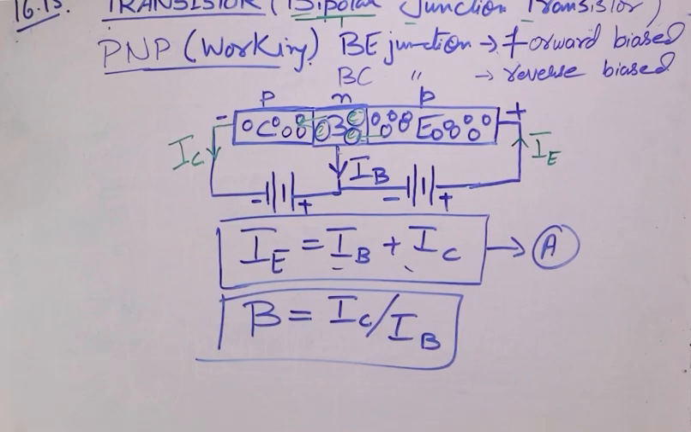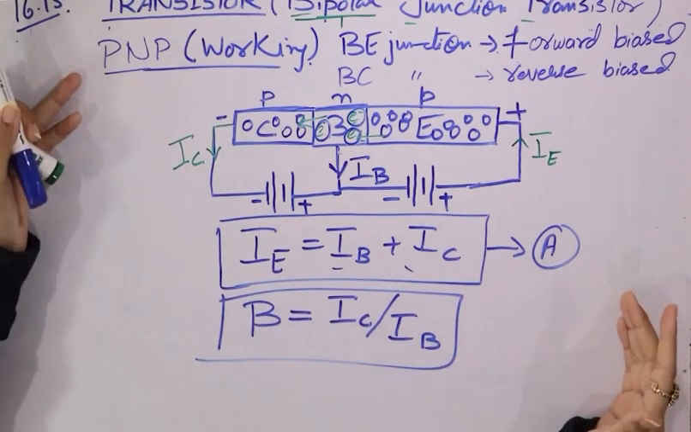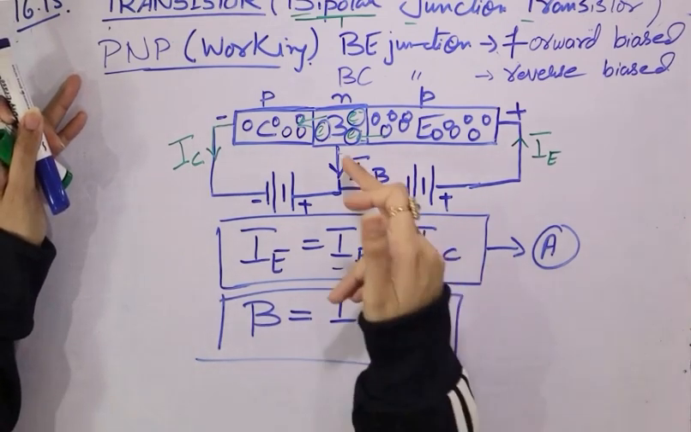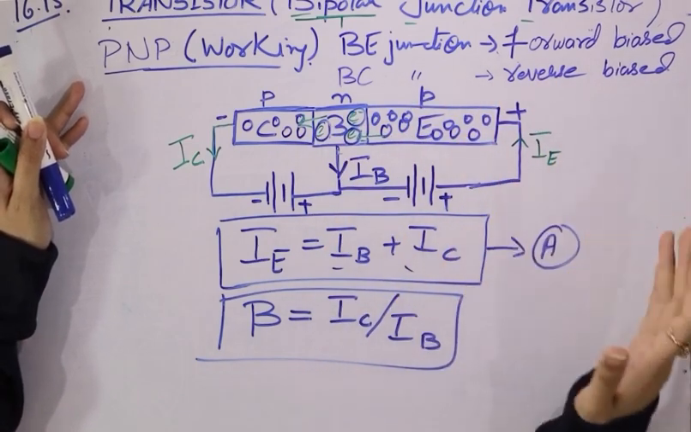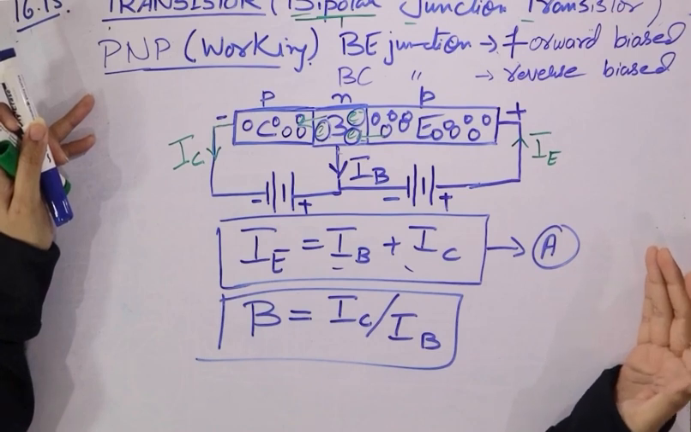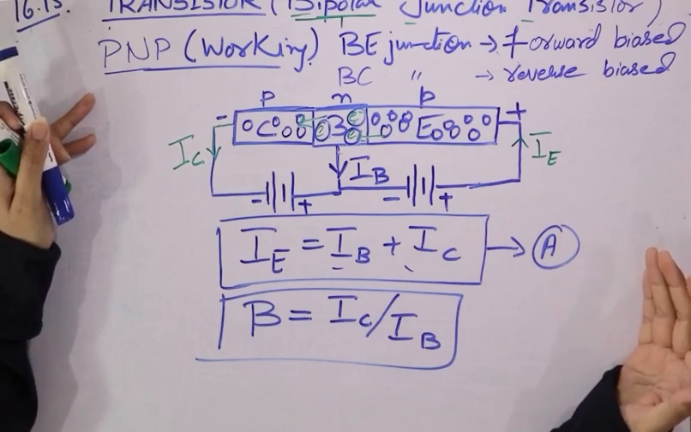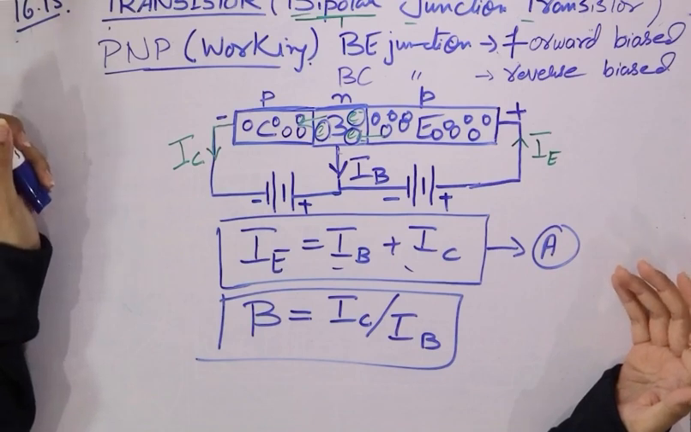So that is about it for our transistor. 2 types, NPN and PNP, which is heavily doped, lightly doped, and which junction is forward biased, reverse biased. This is all explained in this video. If you have any questions, please feel free to comment down below. Looking forward to your questions, and the next topic will be your transistor characteristics.